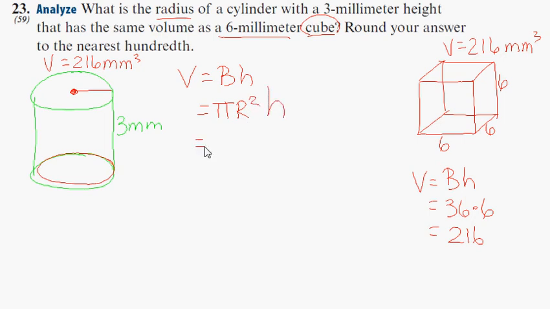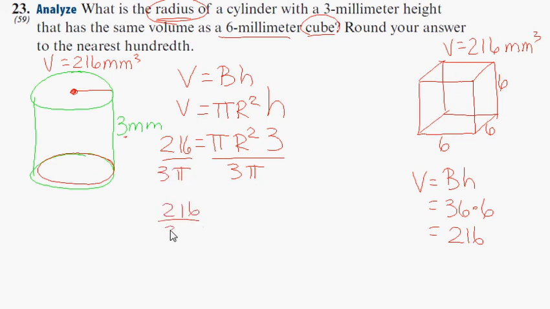All right? We know the volume. The volume is 216. We know what pi is. We do not know the radius. That's what we're trying to find. What is the radius? We know the height. The height is 3. Okay? So let's start solving. We want to get r squared by itself. So let's divide both sides by 3 pi. Now we have 216 over 3 pi is equal to r squared.